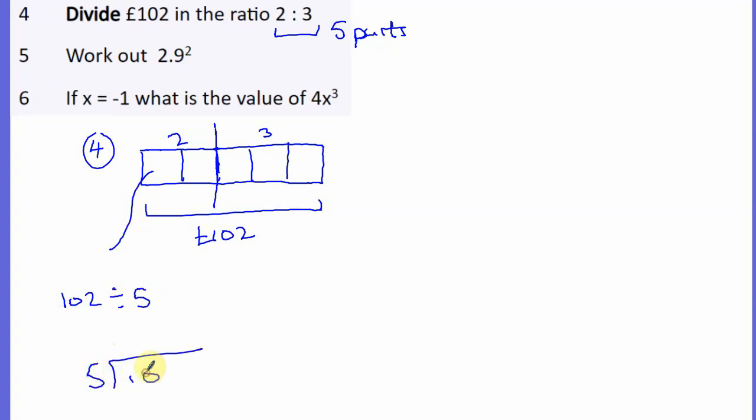So we can do a bus stop for that. Remember, these are all non-calculator skills, so this is why I'm doing all of this. 5 into 1 is 0, carry the 1, is 5 into 10 is 2, 5 into 2 is 0, put another 0 with a decimal point, carry that over, and 4. So £20 and 40 pence in each box.